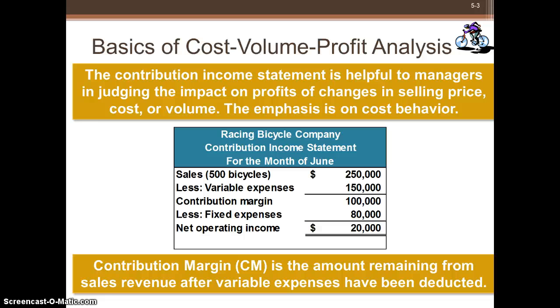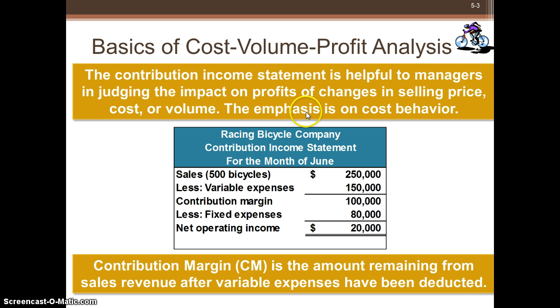So a contribution margin income statement is one in which we separate the expenses into variable expenses and fixed expenses. With the contribution margin income statement, we take the sales revenue minus all variable cost to give us contribution margin. That contribution margin is the amount remaining from sales revenue after variable cost that enables a company to cover its fixed cost and provide a profit.